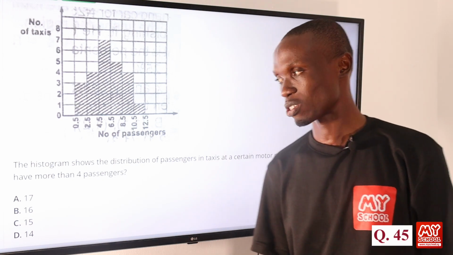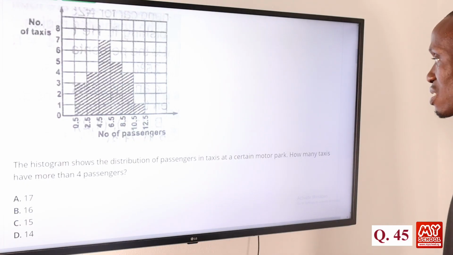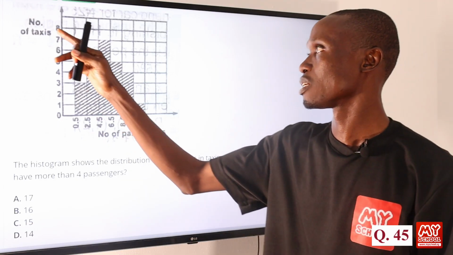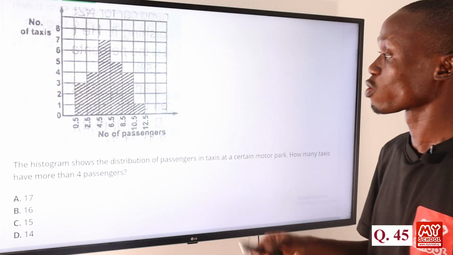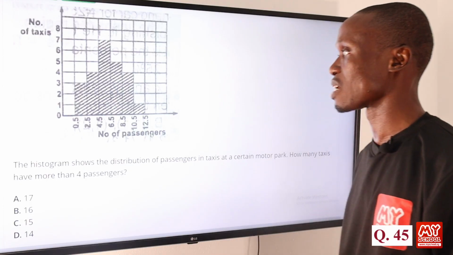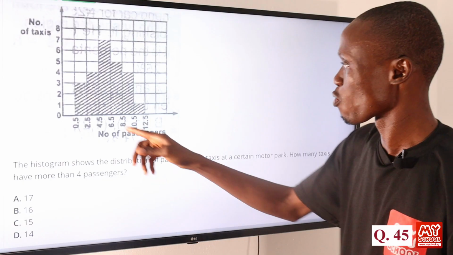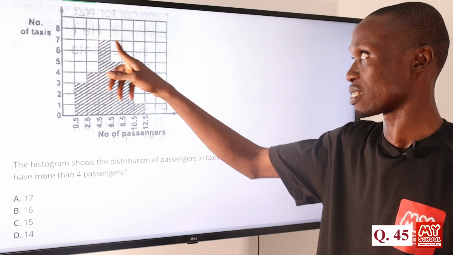Moving on to question 45. The histogram shows the distribution of passengers in taxis at a certain motor park. How many taxis have more than 4 passengers? Okay, so these are the number of taxis and these are the numbers of passengers. So basically we are looking for taxis that have more than 4 passengers. From here you can see that this is more than 4 passengers.